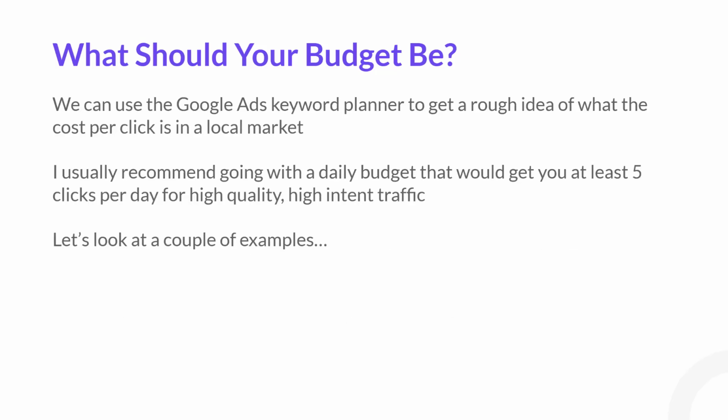Now, in order to actually figure out what the cost per click is, your budget, all that kind of stuff, we can use the keyword planner to get a rough idea of what that cost per click is. And usually what I recommend going with is a daily budget that would get you at least 5 clicks per day for high quality, high intent traffic.